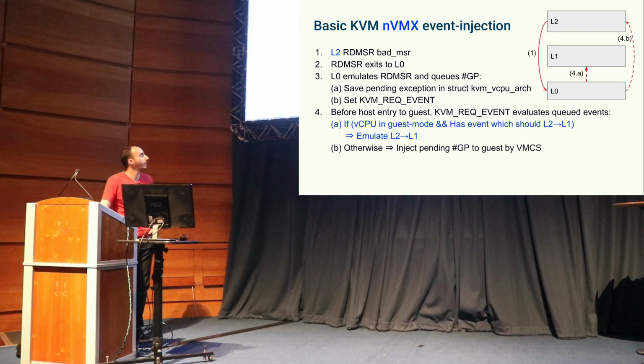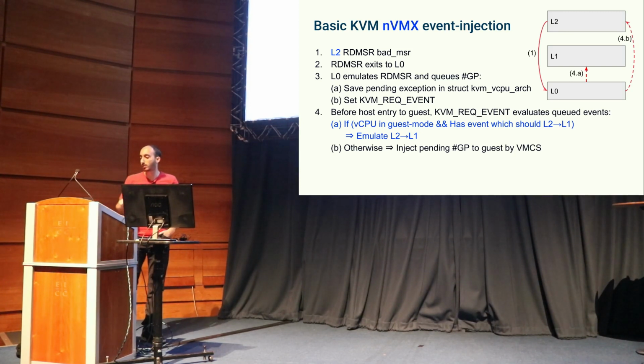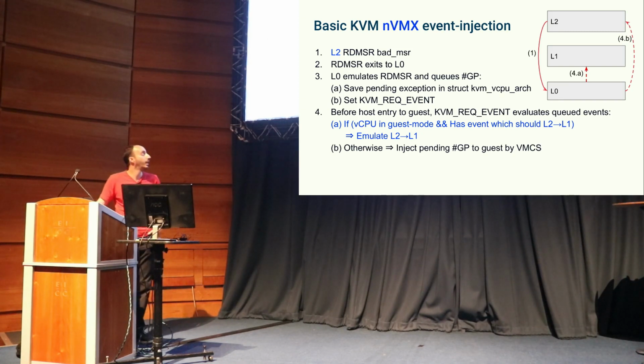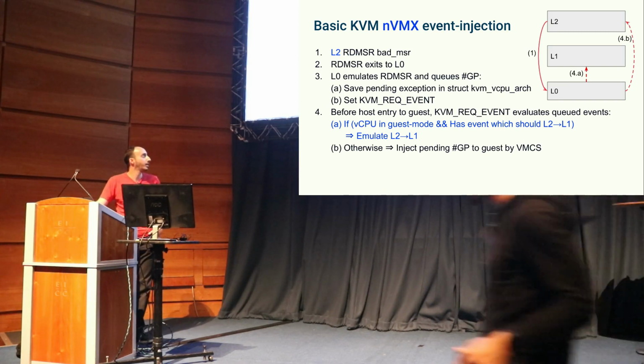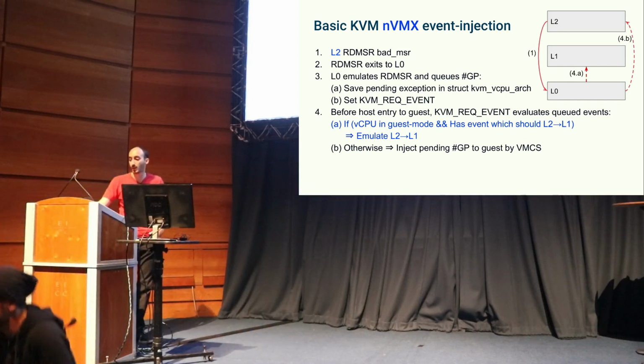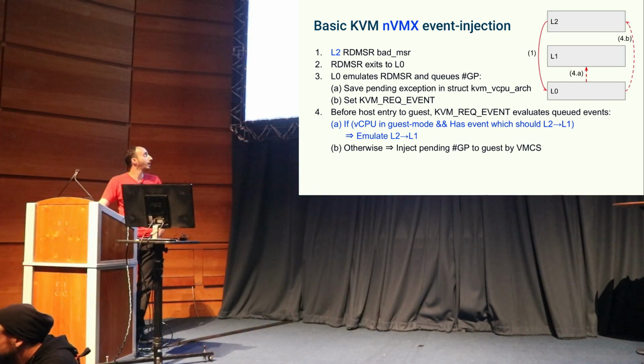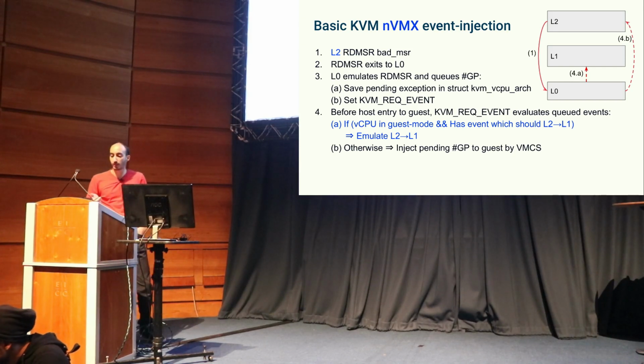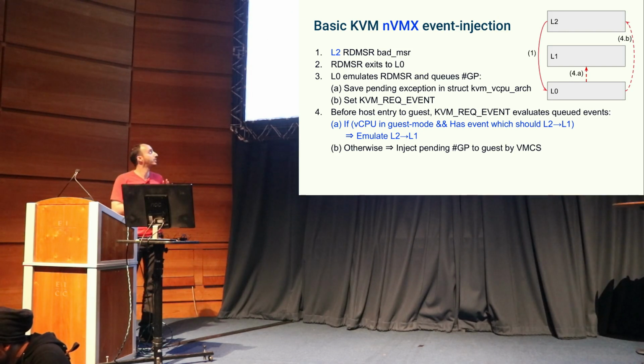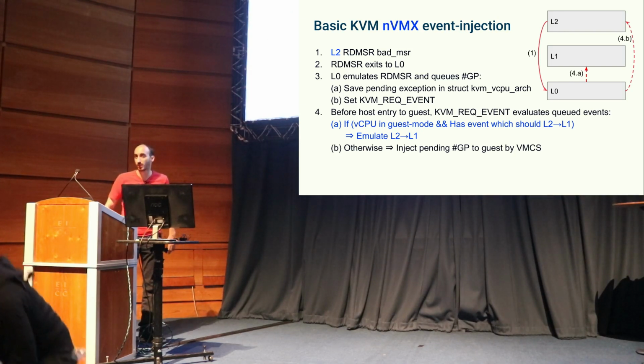But now when the KVM_REQ_EVENT handler runs before resuming the layer 2 guest, it also adds another special check. It checks if the virtual CPU is in guest mode, which means that we're currently running layer 2, and if we have any queued event that should cause an exit from layer 2 to layer 1. In this case, instead of just writing the exception into the active VMCS, which is now VMCS02, it will emulate an exit from layer 2 to layer 1. So this basically sums up the simplest scenario for the nested event injection mechanism.